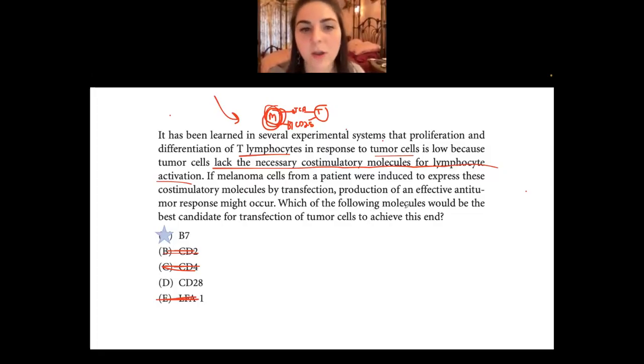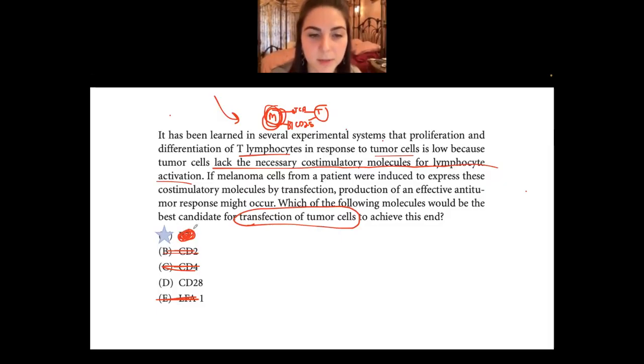They're saying, which of the following would be the best candidate for the tumor cells? Basically, what do we want to put on the tumor cells? Because the tumor cells are lacking the necessary co-stimulatory molecule. So what would be the best co-stimulatory molecule to add to this? It'd be B7. What could have been written here instead of B7? Do you guys remember?